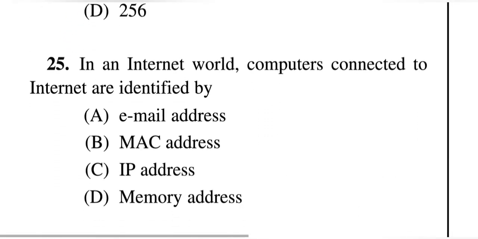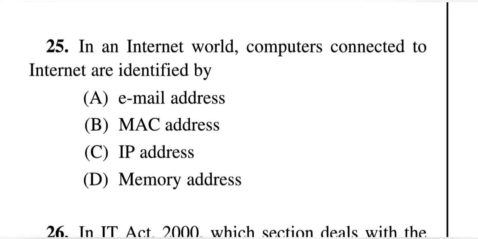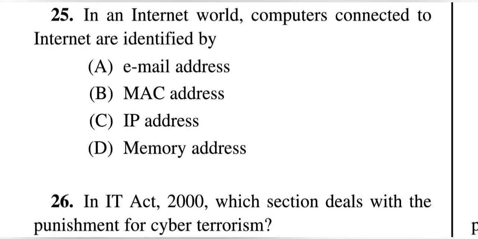Likewise, number 25, it says this question is related to internet, or you can say information technology. It says, in an internet world, computers connected to internet are identified by what? Email address, MSC, MAC address, IP address, memory address. It's a pretty basic question. You will be able to answer it. The correct option is C, that is IP address.